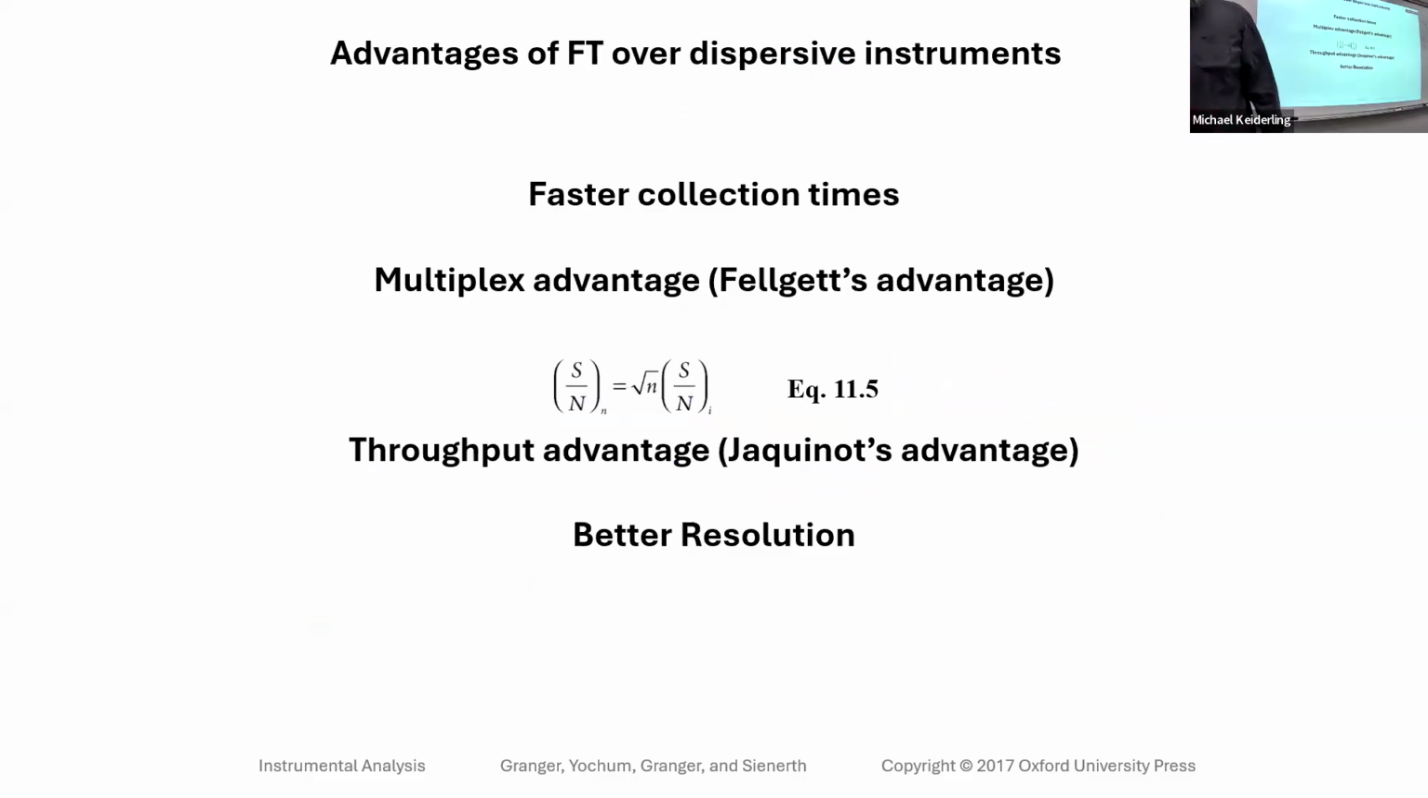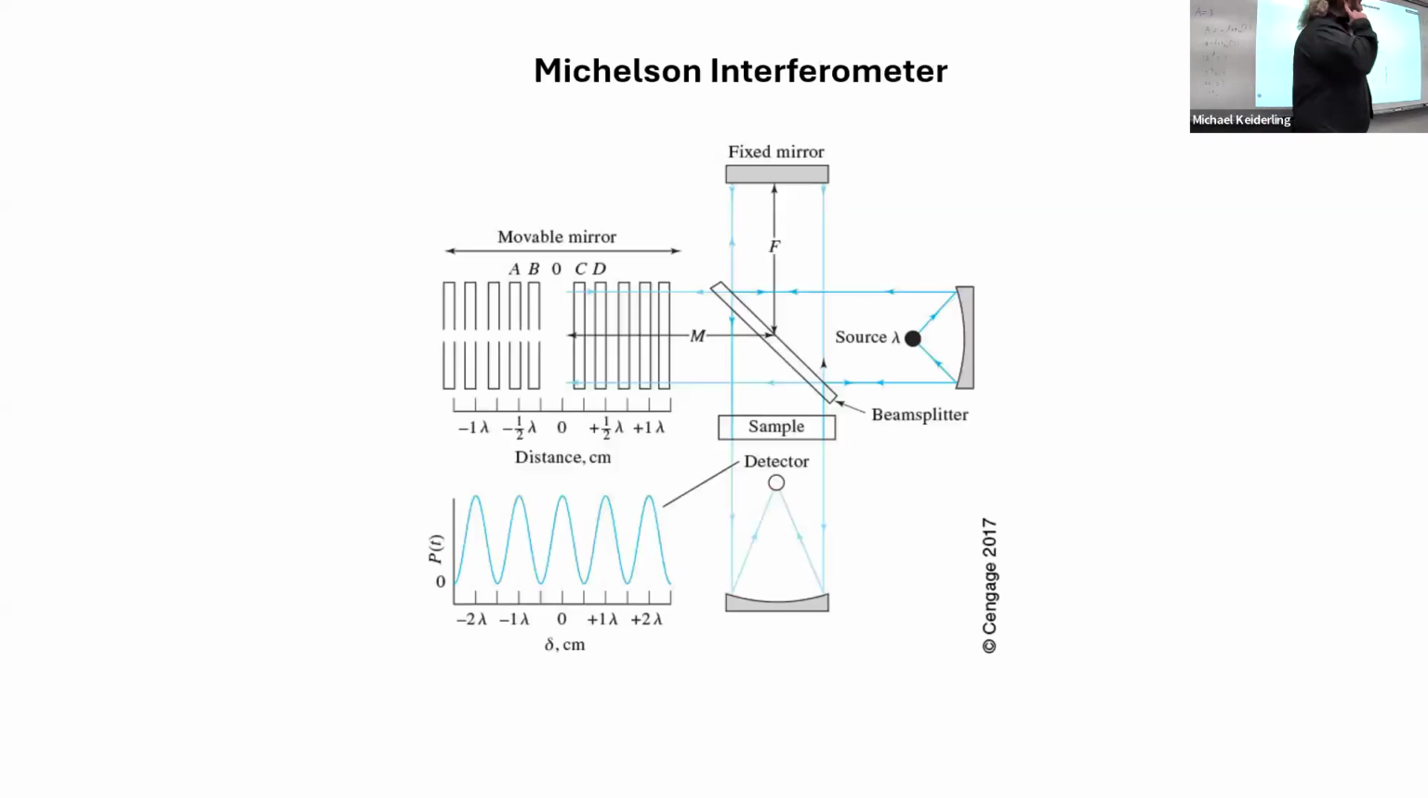So, Fourier transform advantages over dispersive instruments. The collection times are faster. You get a multiplex advantage because you're collecting all frequencies at the same time. You can also get a throughput advantage because they're faster. You can take a lot more measurements to increase signal to noise ratio. And they tend to have better resolution.